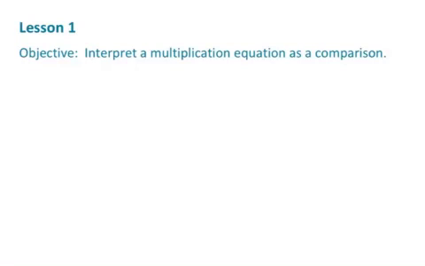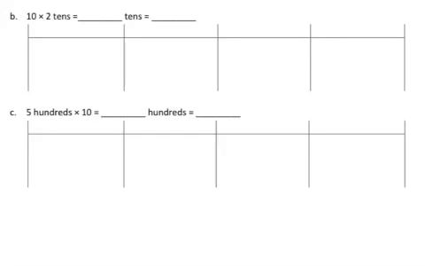This is grade 4, module 1, lesson 1, and the objective in this lesson is to interpret a multiplication equation as a comparison. So for this lesson, we're going to be looking at homework problem 1, and this is part B and C. And this is a template here, and it's the place value chart.